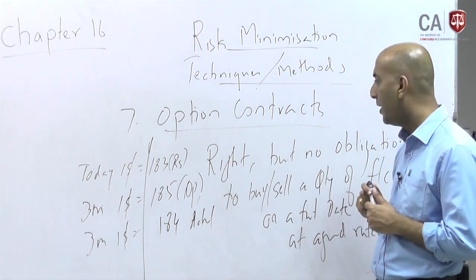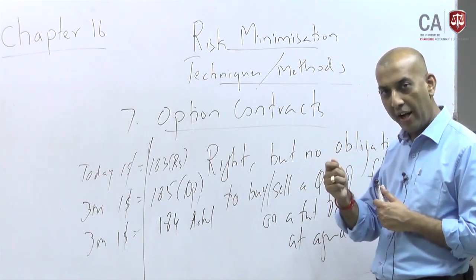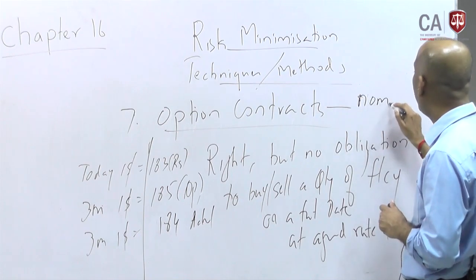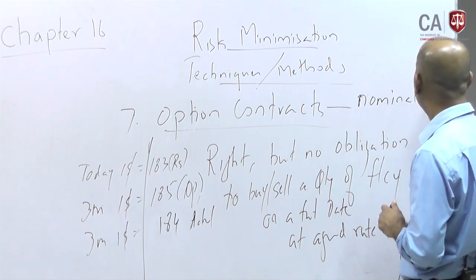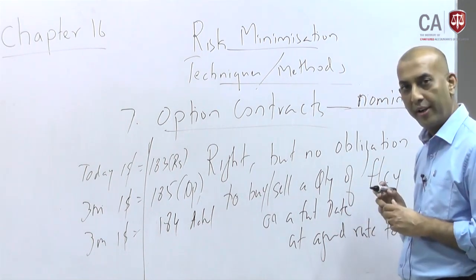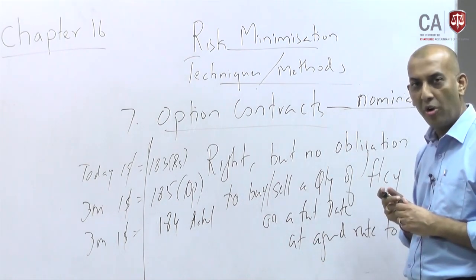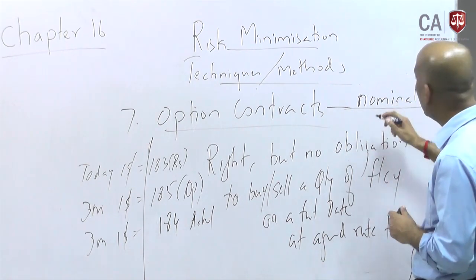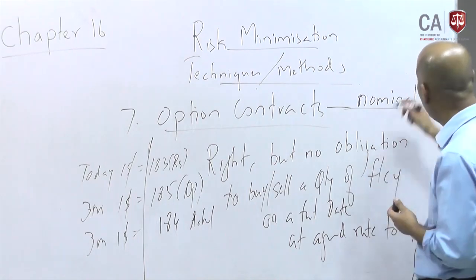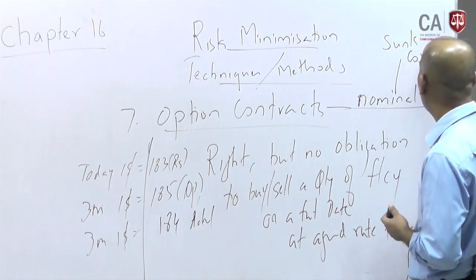The only thing you need to remember is that in order to buy the option contract, you need to pay a small cost, which is called a nominal cost. It is a small amount, but you have to pay it to buy the option contract. Since it is not considered in your decision making, this is called sunk cost.